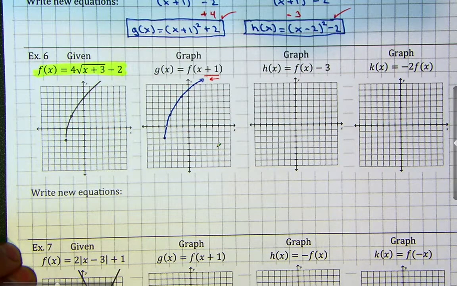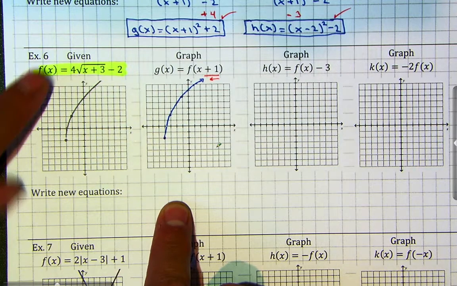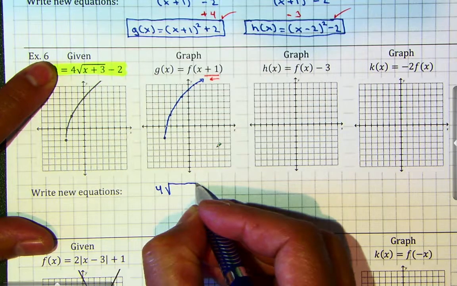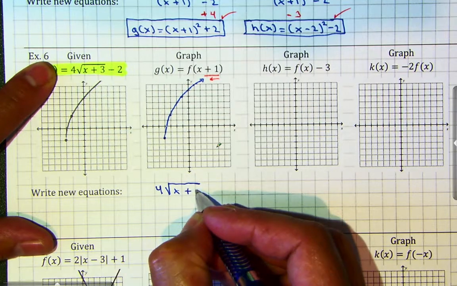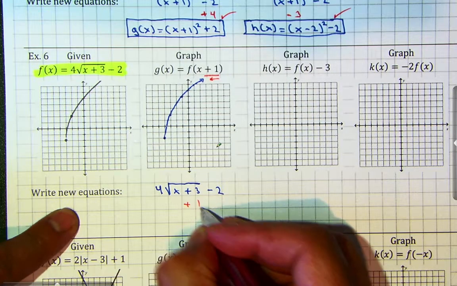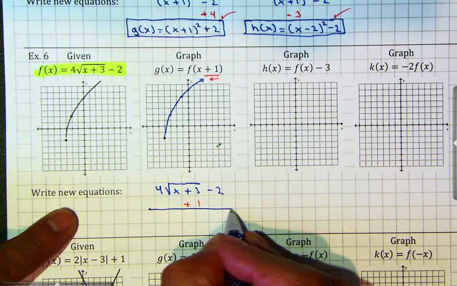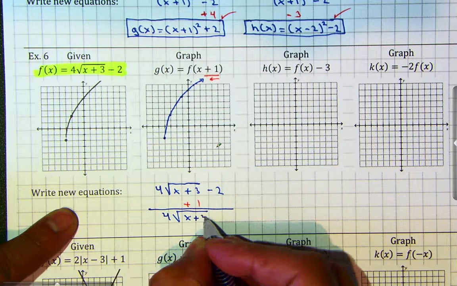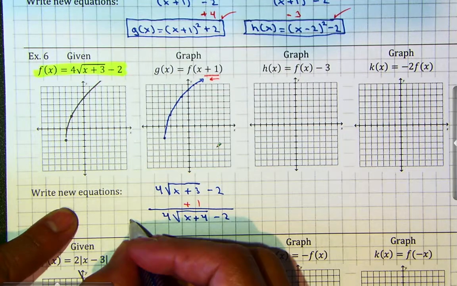And now we need to write out the equation. We have 4 times the square root of (x plus 3) minus 2. There's a plus 1 inside, so I just add 1. That gives me 4 times the square root of (x plus 4) minus 2, and that is g of x.